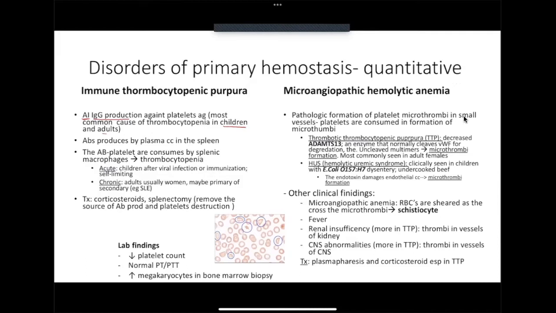adults. We have autoantibodies that are produced by plasma cells in the spleen. These autoantibodies bind to the platelet antigens and form an antibody-antigen complex, and then they're consumed by the macrophages in the spleen. All of these antibody-coated platelets are consumed by the spleen, which causes a low platelet count. So you have thrombocytopenia. Acute ITP is usually in children after viral infections or immunization, and is usually self-limiting.